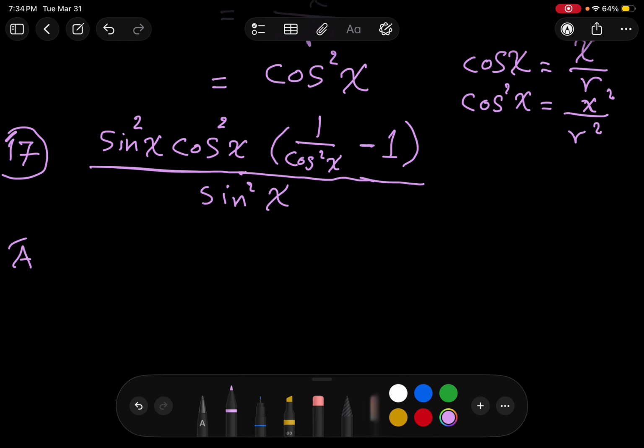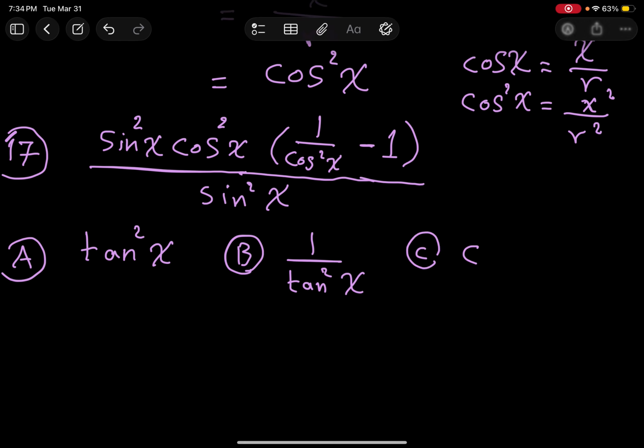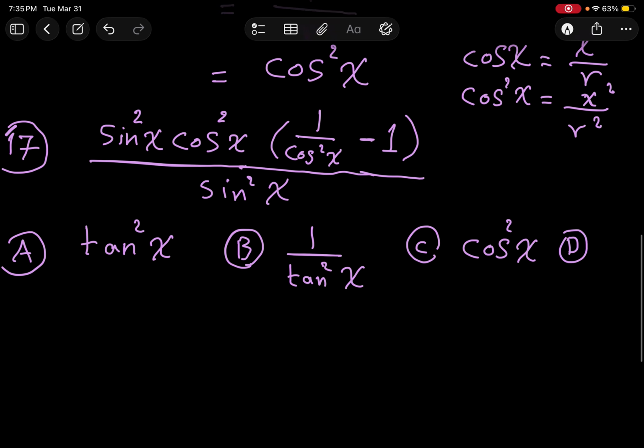A. We will write all of the branches, please. A, tangent square x. B, 1 over tangent square x. C, cosine square x. And D, sine square x.